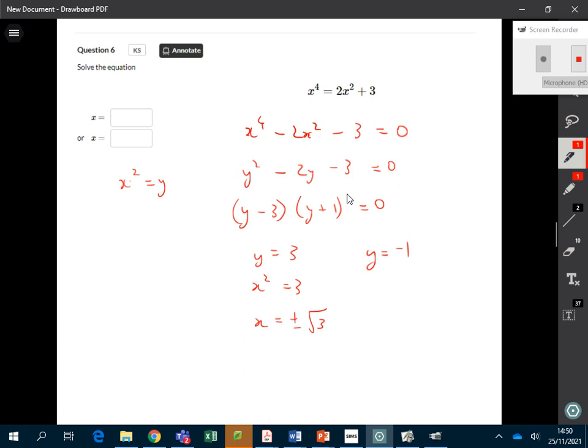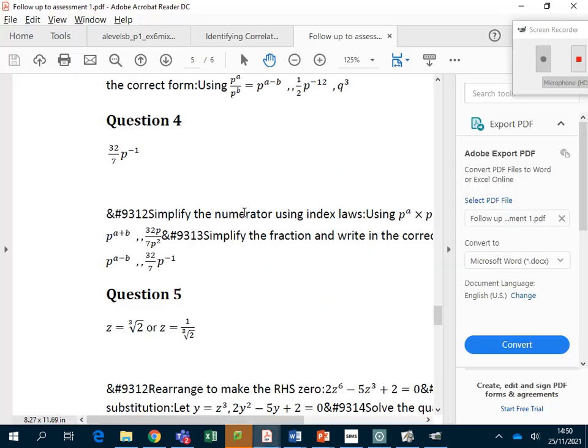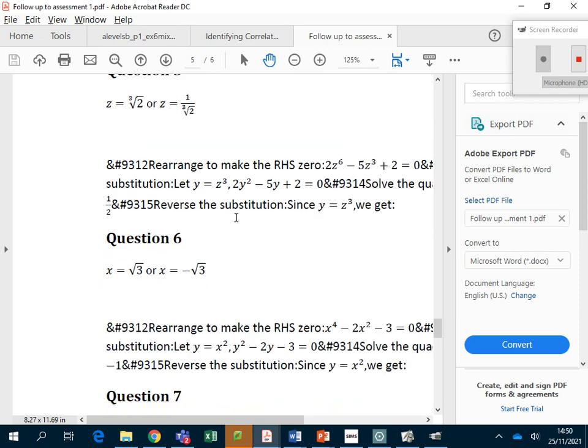And then if we say x squared equals minus 1, well, there's no real solutions to that because we can't take the square root of a negative number. So our only solutions are these ones, x is plus or minus root 3. Let's just check. Yeah, plus or minus root 3.